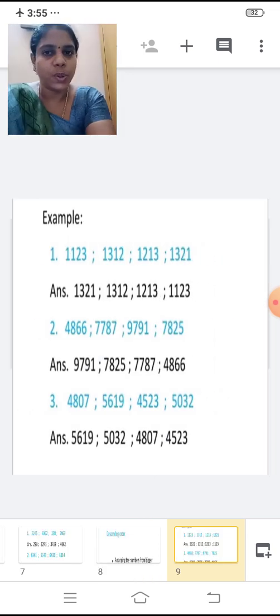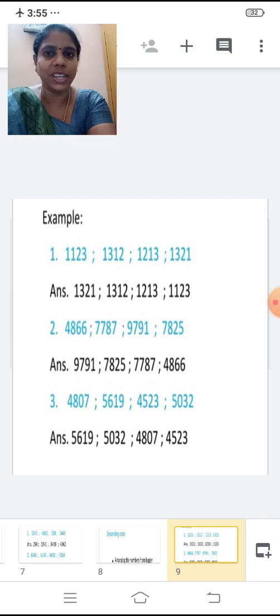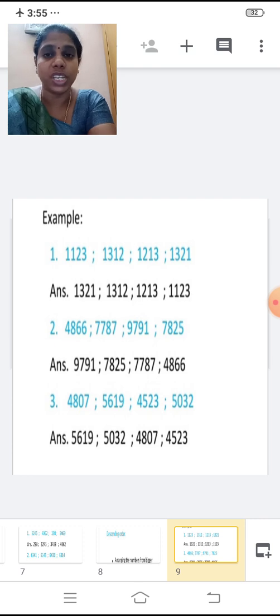First one is 1123, 1312, 1213, 1321. How will you arrange the numbers in descending order? You have to write the bigger number first, right? So which is the largest number? Which is bigger? First you compare from the leftmost part. So all are having 1, 1, 1 in the thousands place. Then see the hundreds place now. So now tell me which is bigger? 3, right? So we have two 3s in the hundreds place.